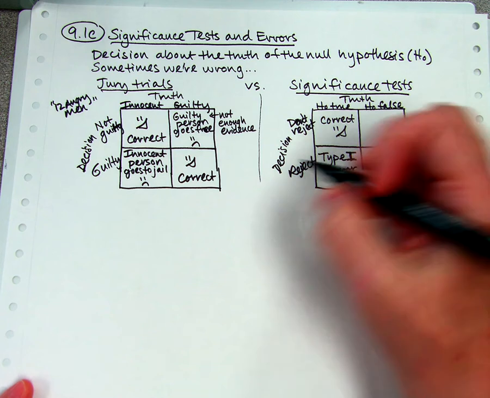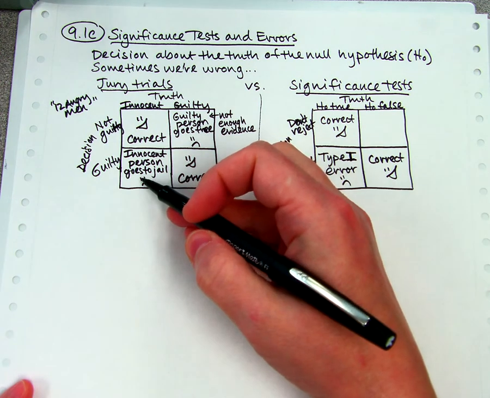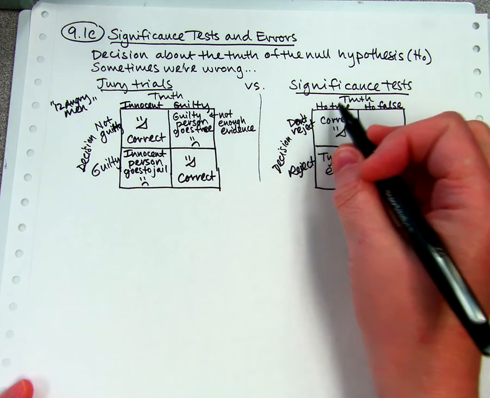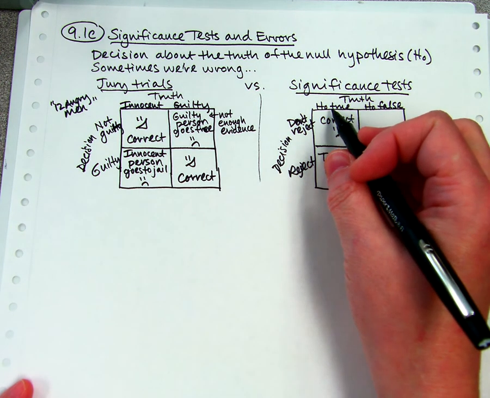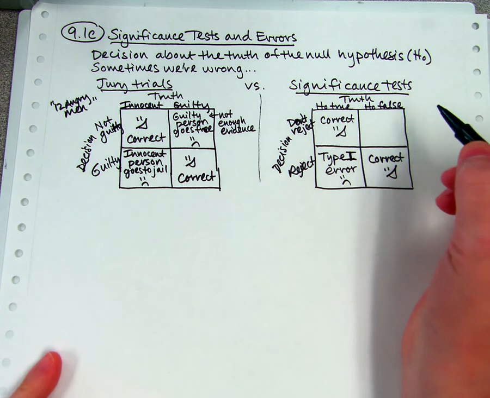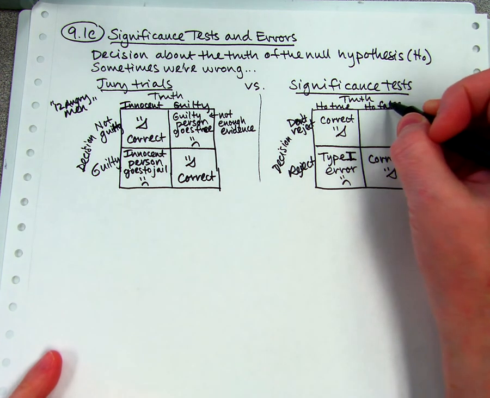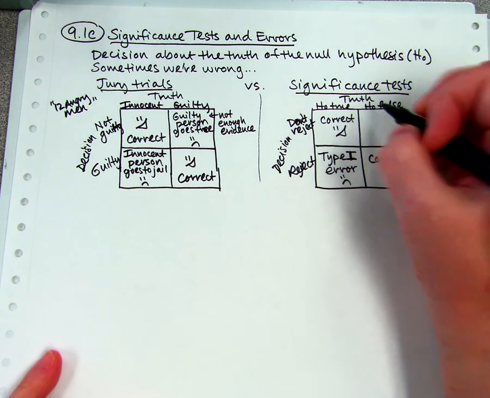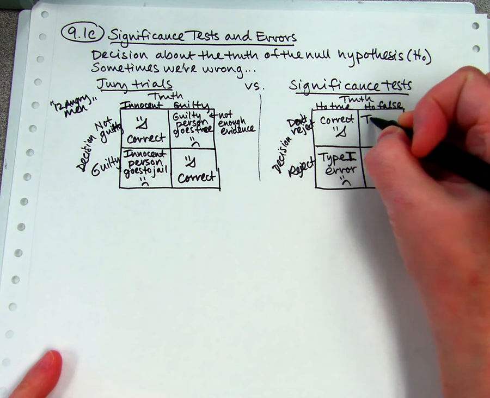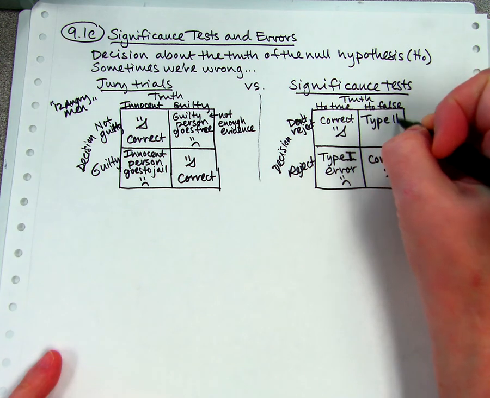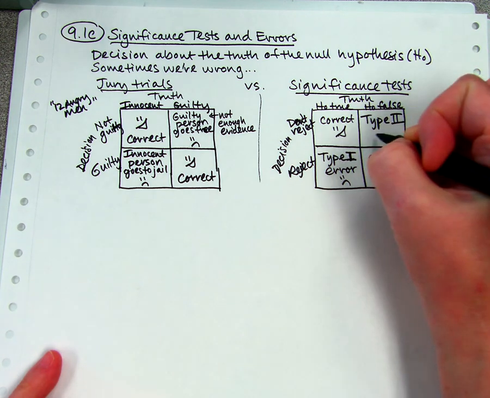It's the equivalent of putting an innocent person in jail. We're falsely accusing this statement or this claim of being false when really it's true. All right, and then the other one is if the null is false, but we don't reject it. You probably could have guessed this is called a type 2 error. And yes, they usually use Roman numerals for that.